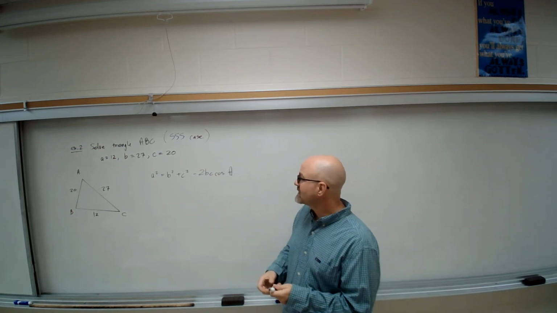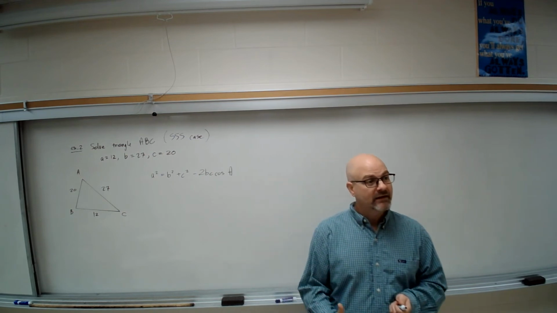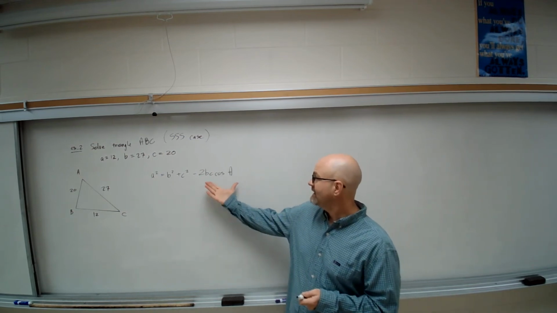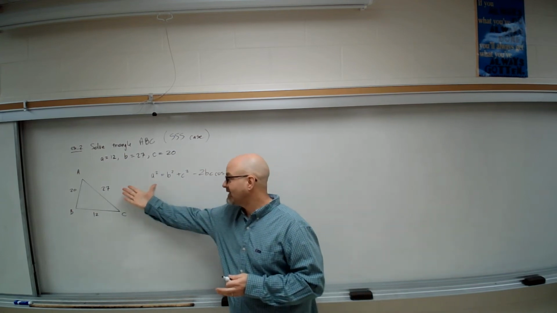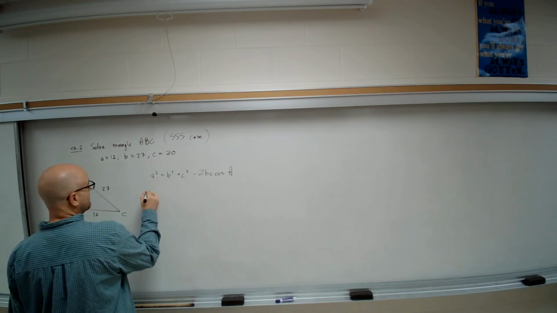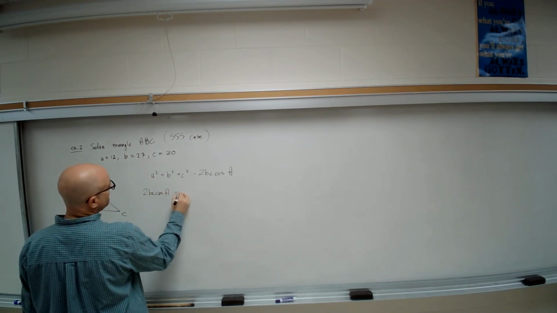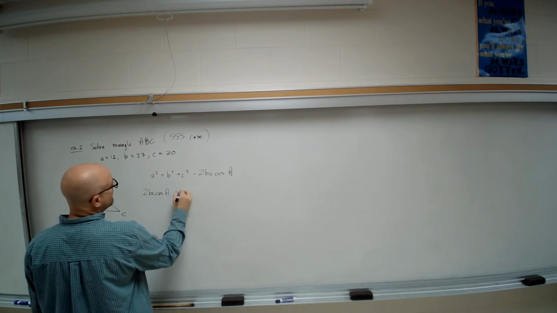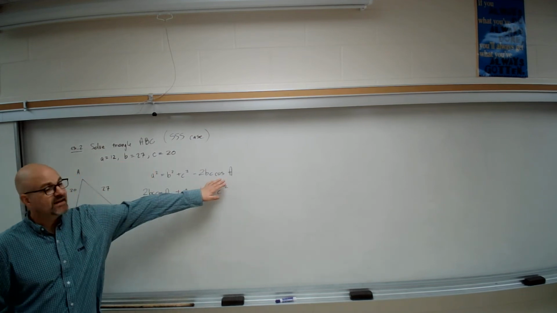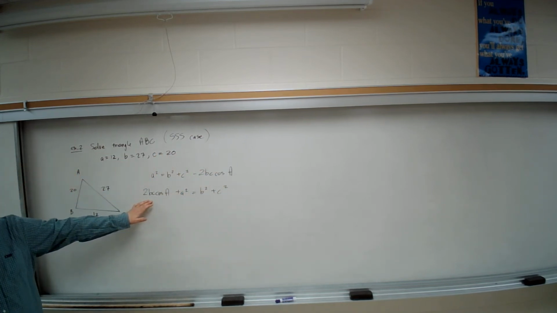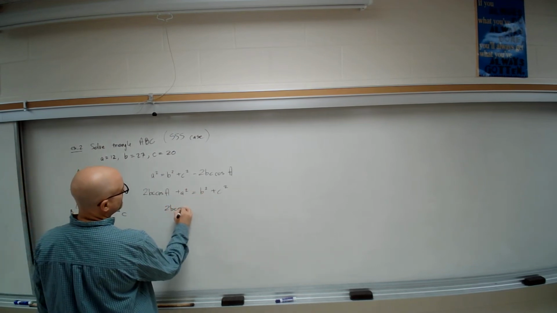So what I'm going to do is I know that I want to get cosine of A by itself. I'm going to work to do that right away. So the first thing I'm going to do is take this giant term right here, before I put any numbers in, and add it to both sides. So I'm going to have 2BC cosine A plus A squared equals B squared plus C squared. So I just took this, added it to both sides. Then I'm going to subtract A squared from both sides. I normally do those both at the same time.